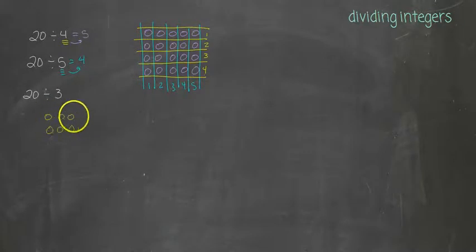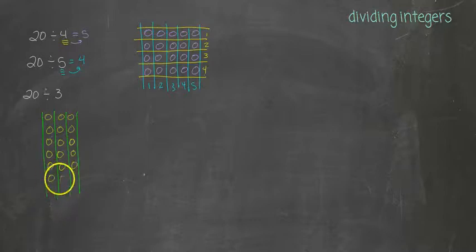I know I want to divide into 3 equal groups, so what I'm looking to do is find, if I divide 20 into 3 equal groups, how many objects would be in each group. So 1, 2, 3, 4, 5, 6, 7, 8, 9, 10, 11, 12, 13, 14, 15, 16, 17, 18, 19, 20. All right, so look at the problem here.